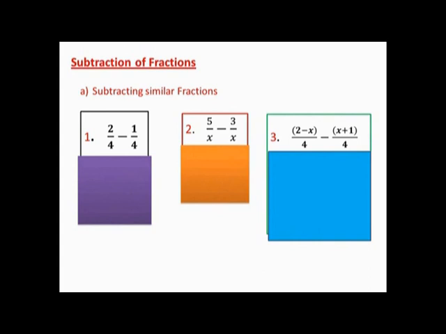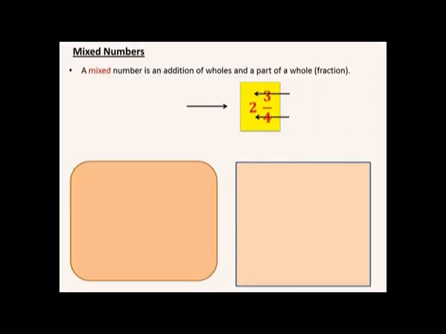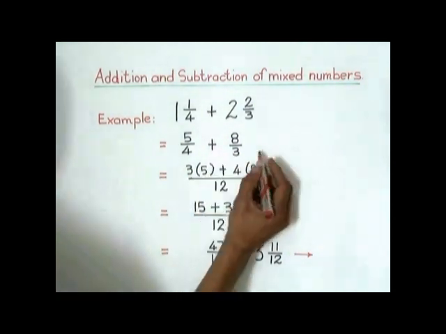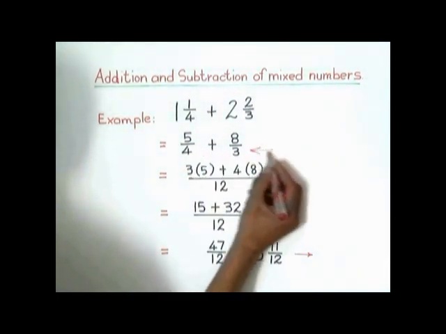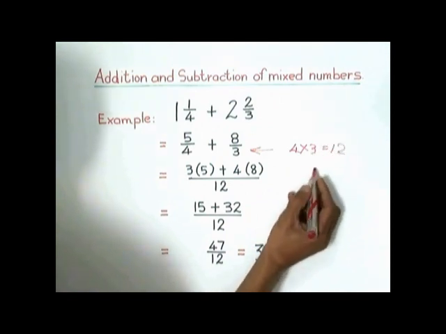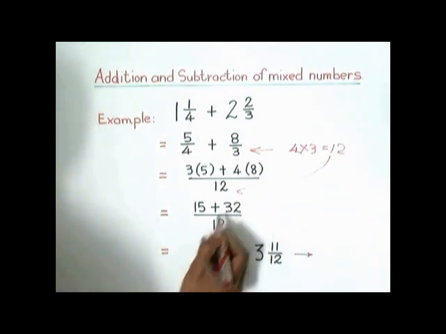Similar fractions. It means to say with the same denominator. 2 and 3/4, that is a mixed number. 2 is the whole part, 3 is the numerator, and 4 is the denominator. So remember, easy way to do it, we multiply the 4 and the 3, and that is 12, and this will be our LCM. That's it.